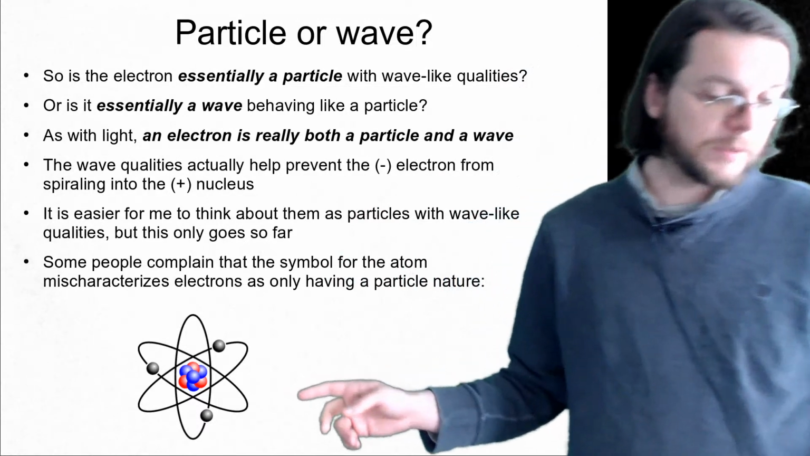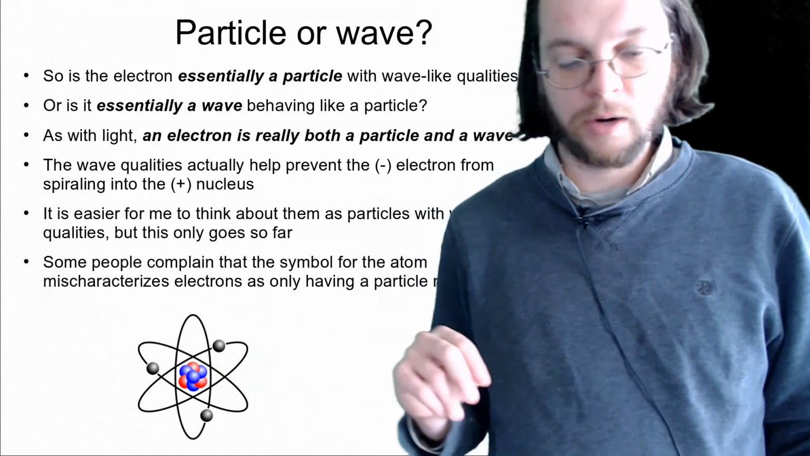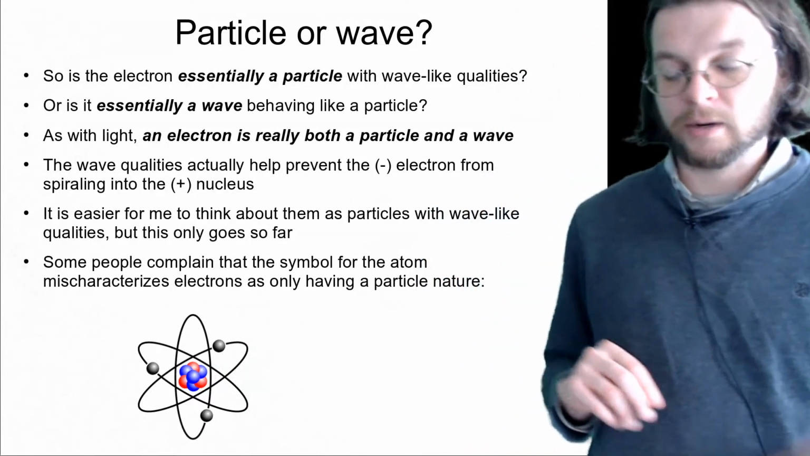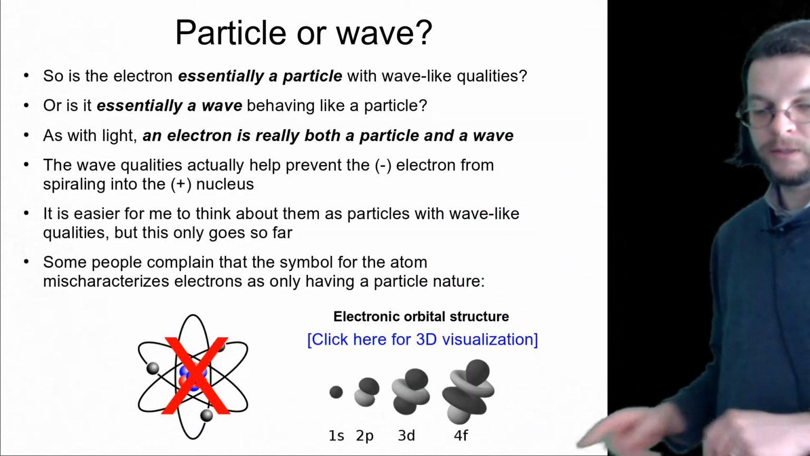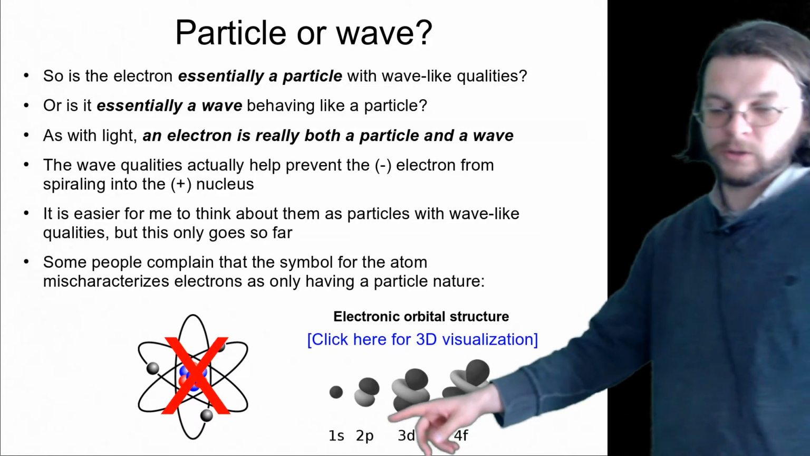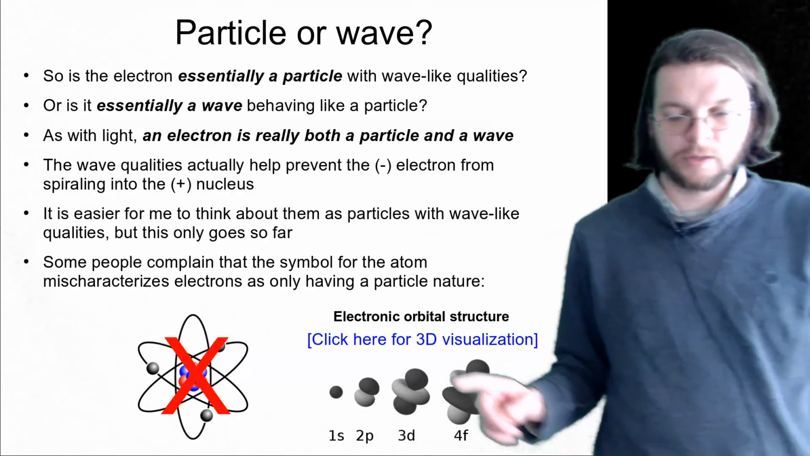So there are a lot of people out there who would say that this picture of the atom is incorrect, and that if you look at real atoms, they don't look anything like this. For example, these are pictures of electrons in various orbitals, and the different orbitals have different energies.